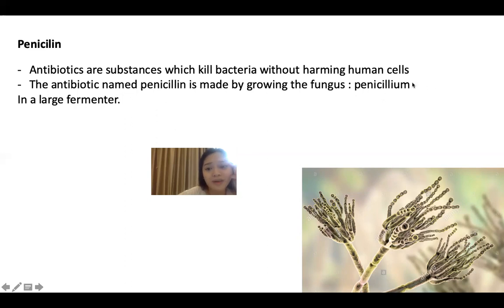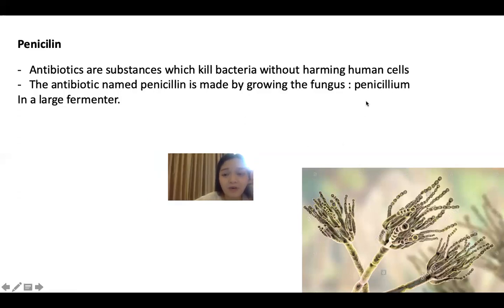penicillium. Somehow, this penicillium, the fungus penicillium, can kill the diarrhea bacteria, E. coli, yes. Okay, and then after this discovery, he started to grow penicillium. So penicillium actually makes a substance called penicillin, and this penicillin is an antibiotic. And this antibiotic helps to kill bacteria and it doesn't harm human cells.